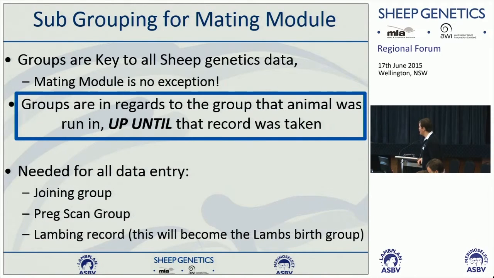So again, with your subgrouping, we really need to know that information about how that ewe was treated up until that event. That's a really key aspect of this whole process. Like I said, if you're going to be feeding your younger ewes and not your older ewes, we should be separating them out. They've had a different feed ration or a different environment effect, so it's not fair to be comparing them with each other.